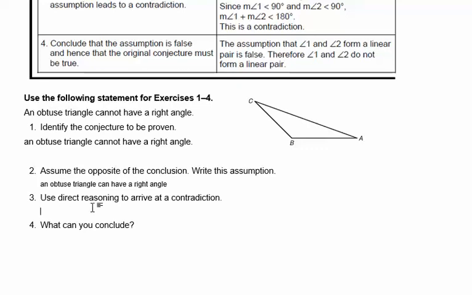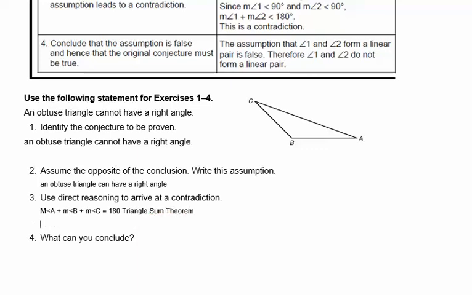All right, so now direct reasoning to arrive at a contradiction. If an obtuse triangle can have a right angle, we know the triangle sum theorem says that in this triangle, measure of angle A plus measure of angle B plus measure of angle C has to equal 180 degrees. That's the triangle sum theorem.